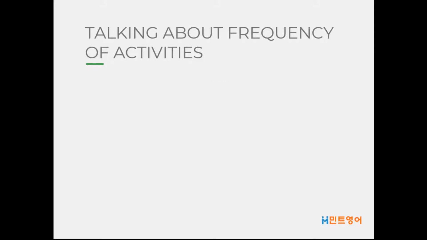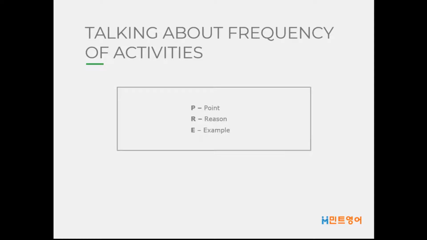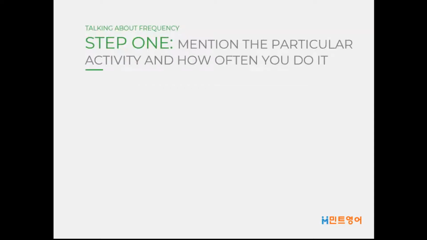The recommended structure for this type of question is PR, which stands for point and reason, or PRE, which stands for point, reason and example. The first thing that you have to do to answer this type of question is to mention the particular activity and the frequency at which it is done or it occurs.